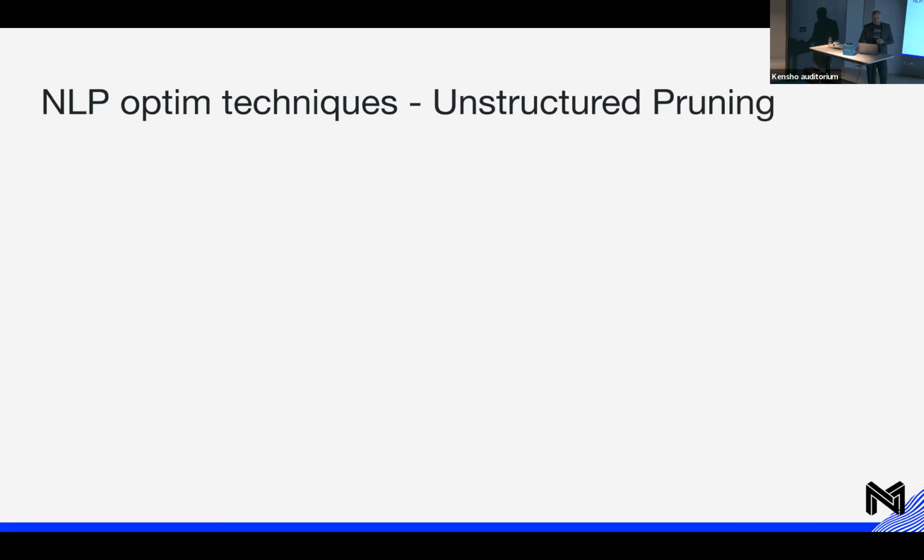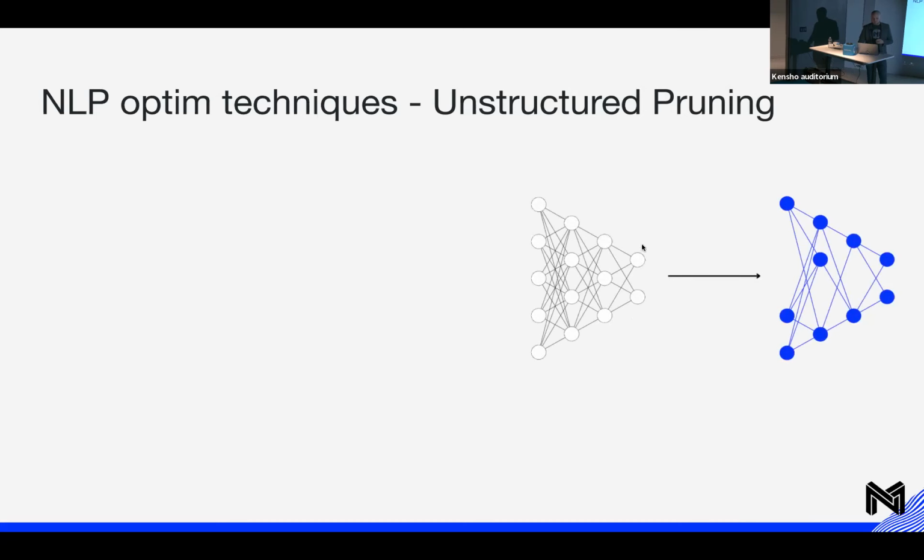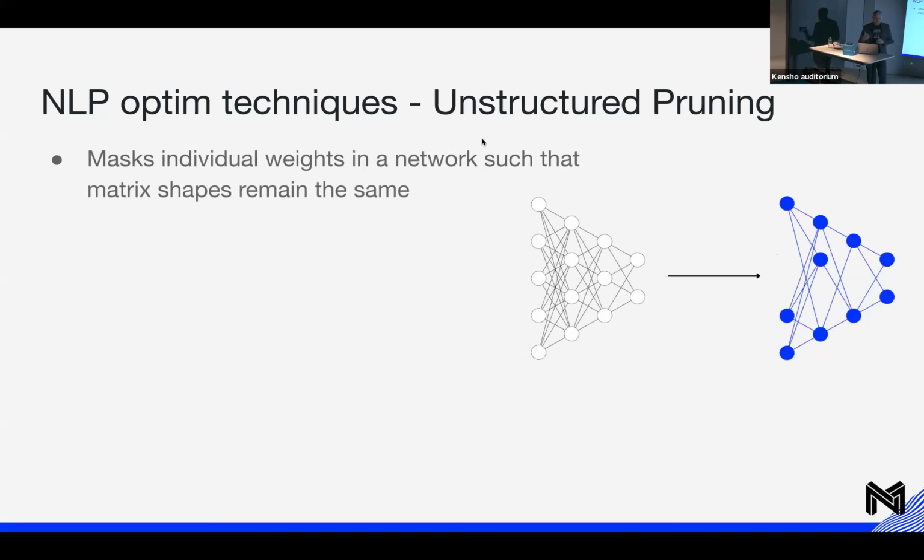Now let's talk over unstructured pruning. This is where we take a dense neural network, and then we remove individual connections, individual weights from that network. So we end up with a sparse version on the right. We mask individual weights in the network such that the matrix shapes remain the same, right? So our fully connected, our convolutional neural networks, whatever they are, our weight shapes and our activation shapes all remain the same, but we add zeros into that.